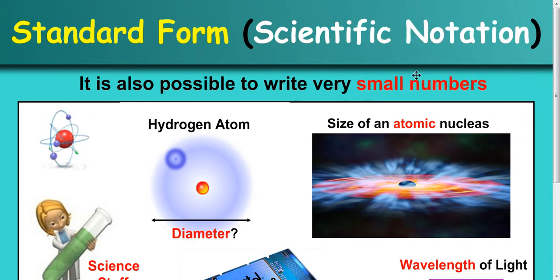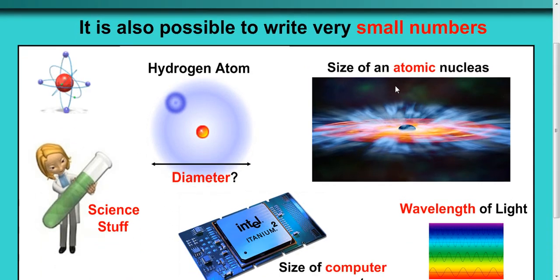In this lesson we're going to look at how to change very small numbers into scientific notation. It's not just for very large numbers. Now, why might you want to change very small numbers? Well, they can appear very large as well if you're talking about the size, for example, of an atomic nucleus, an atomic reaction, the size of a hydrogen atom, the diameter of it.